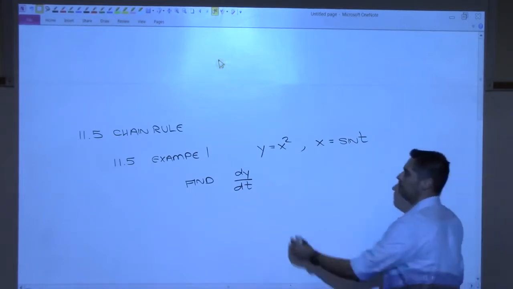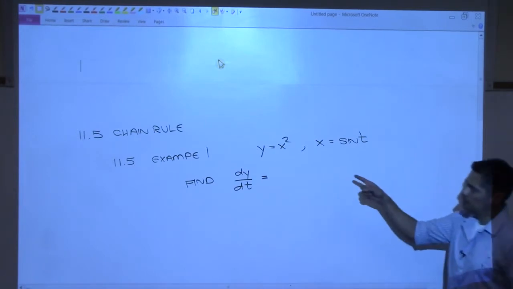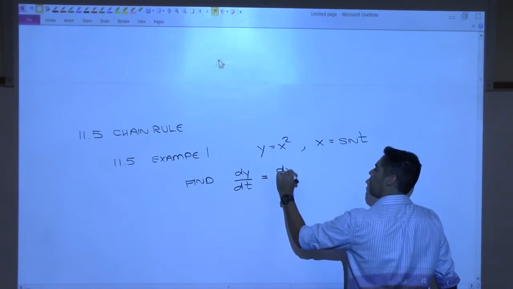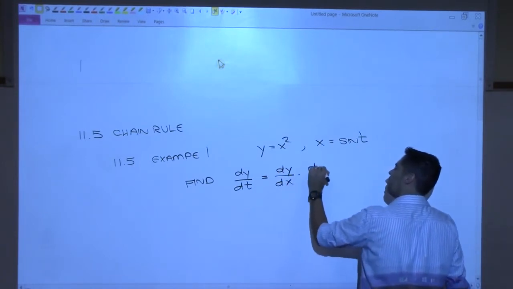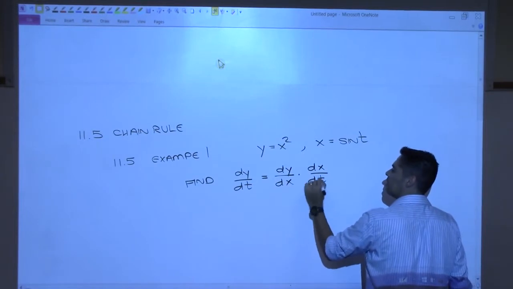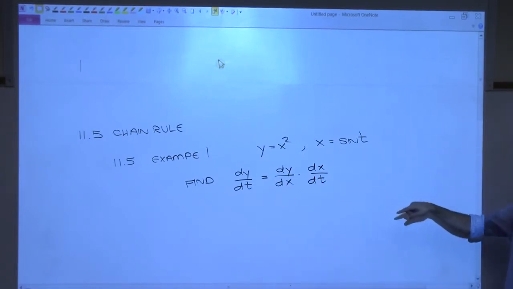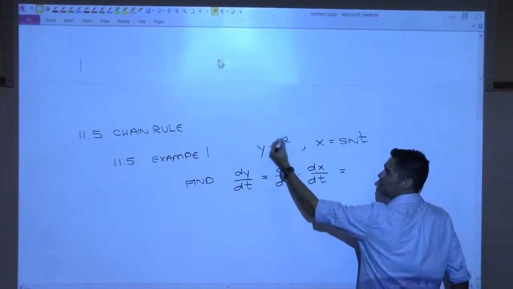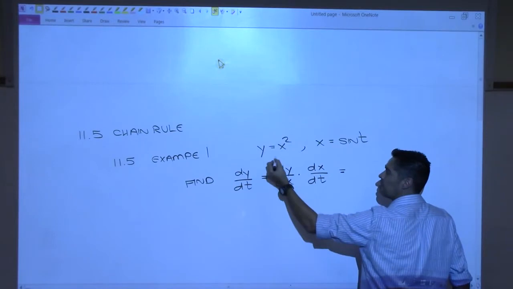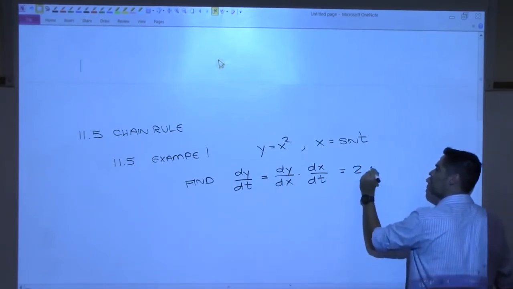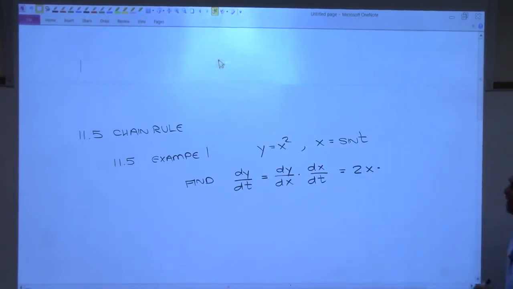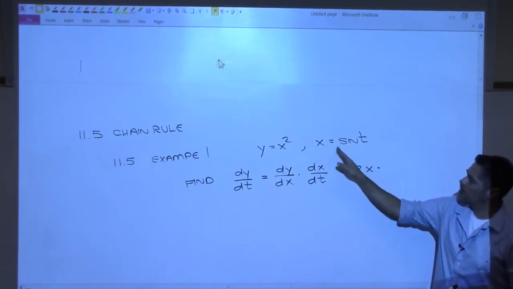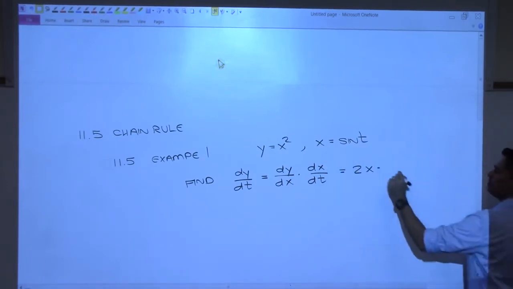So what it'll be is the derivative of y with respect to x times the derivative of x with respect to t, right? That's what I just said on the previous note. And what is the derivative of y with respect to x? So come over here, take derivative on both sides with respect to x, and what would you get? 2x times now the derivative of x with respect to t. So take derivative with respect to t on both sides. dx/dt is equal to cosine t.